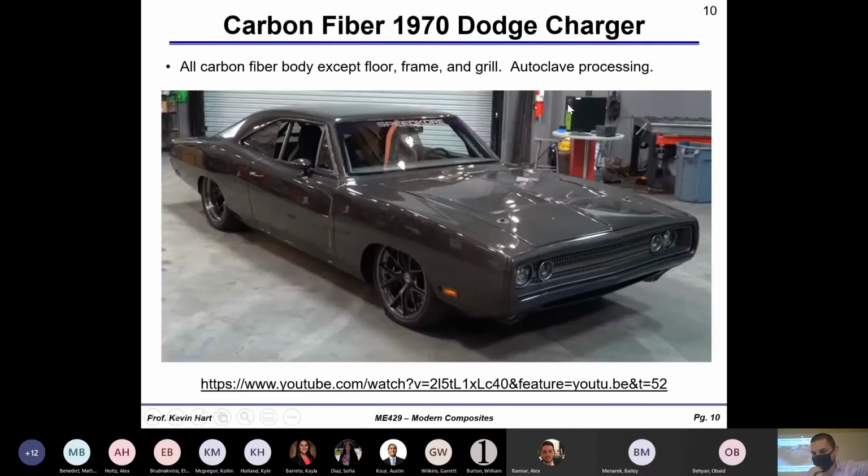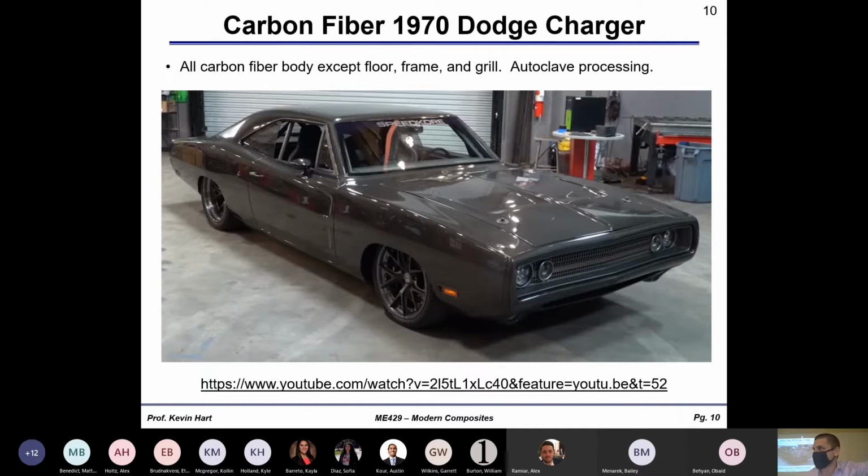All right, last thing I want to show off here is this marvel, okay? There's no other way to describe it. These people made a Dodge Charger, 97 Dodge Charger, fully out of carbon fiber, except the frame, the floor, and the front grille. That is amazing, okay? What I also appreciate about this video, the guy actually knows what he's talking about.